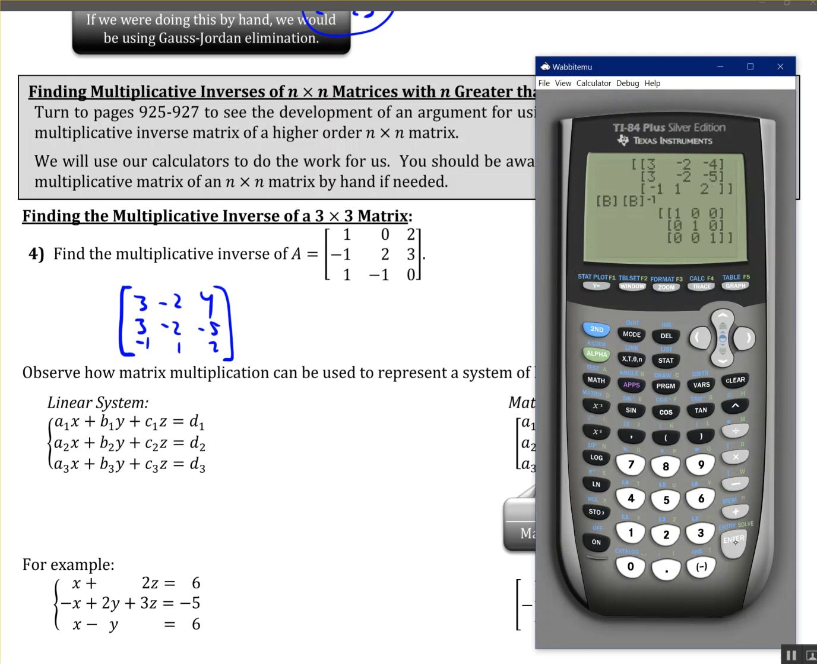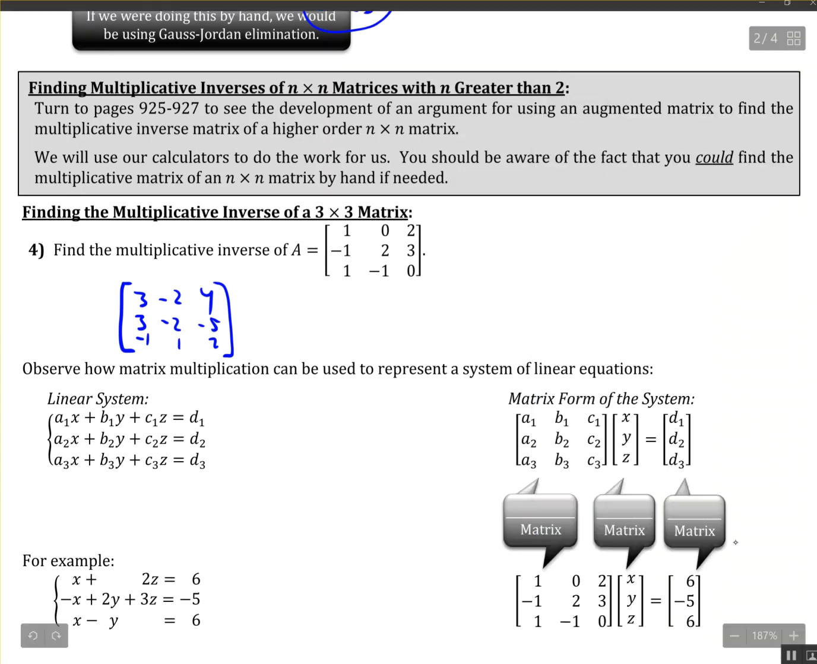Notice we get the identity matrix. So indeed, it does work out. All right.